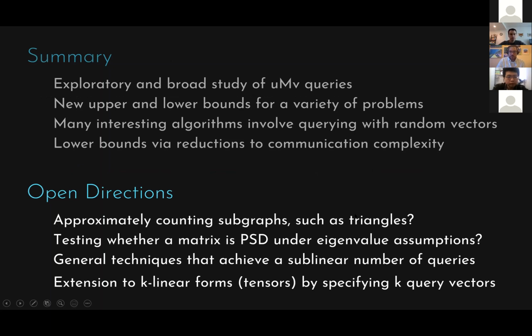I think there's a bunch of work on triangle estimation that could be easy in this model. Some people asked about detecting if a matrix is PSD. I think that's going to be hard in general, but maybe if you have eigenvalue gaps, general techniques would be cool. And then personally, I like always blowing things up to higher dimensions. And so maybe you can say, what if we have a k-linear form and you get to specify k query vectors and you get the answer.